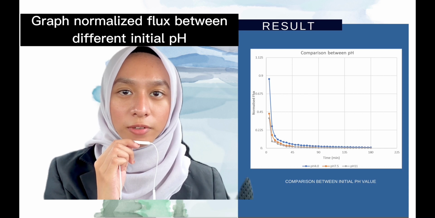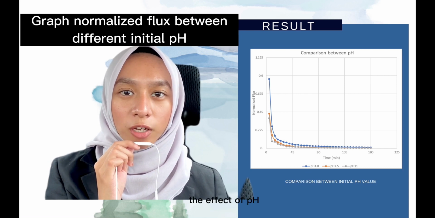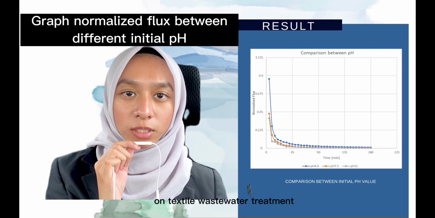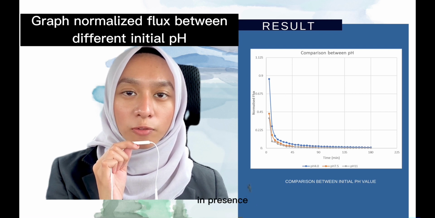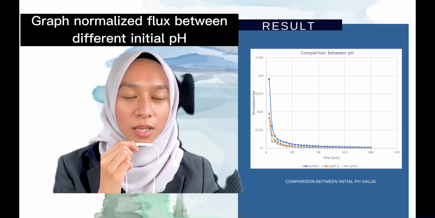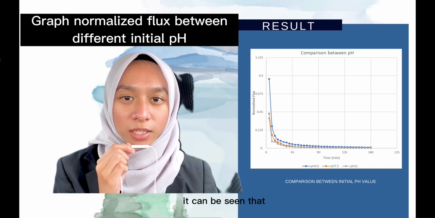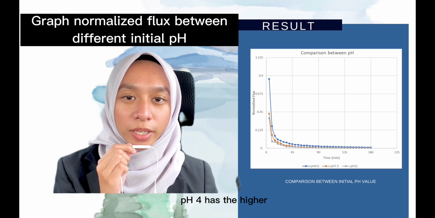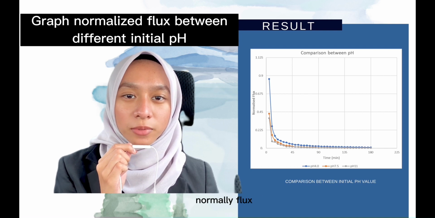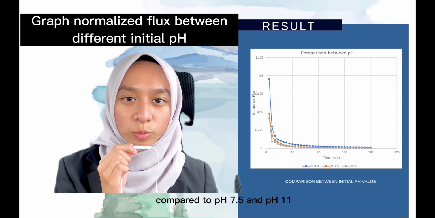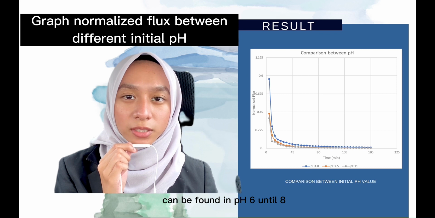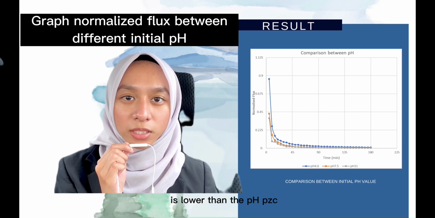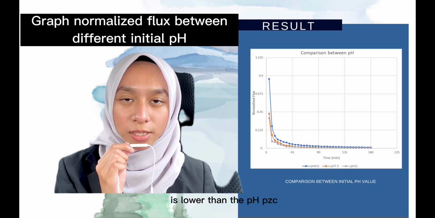The objective is to investigate the effect of pH on textile wastewater treatment via membrane photocatalytic reactor in the presence of ZnO-MO. Based on Figure 3, it can be seen that pH 4 has the higher normalized flux compared to pH 7.5 and pH 11. The pHpzc value of ZnO can be found in pH 6 until 8, which makes pH 4 lower than the pHpzc.